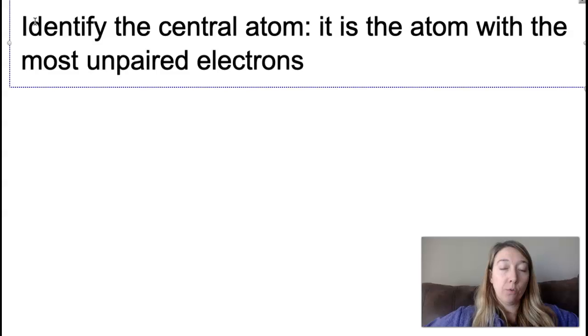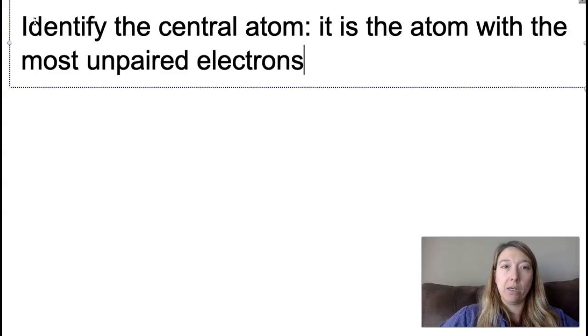And you'll see as we go through shapes a little bit more, sometimes we'll use some different options. But usually those are where we're going to start when we are doing our Lewis diagrams for positioning those non-central atoms.